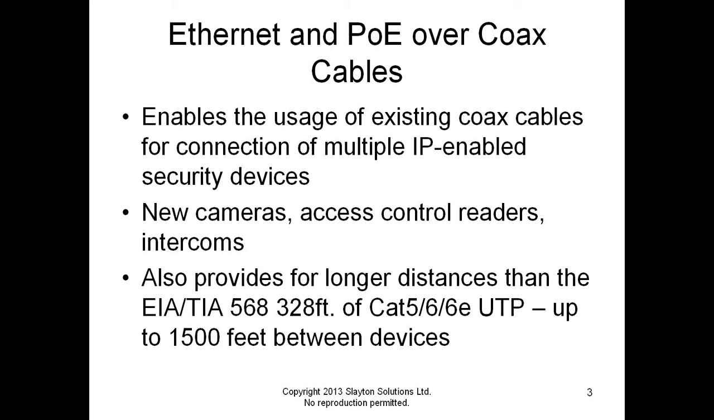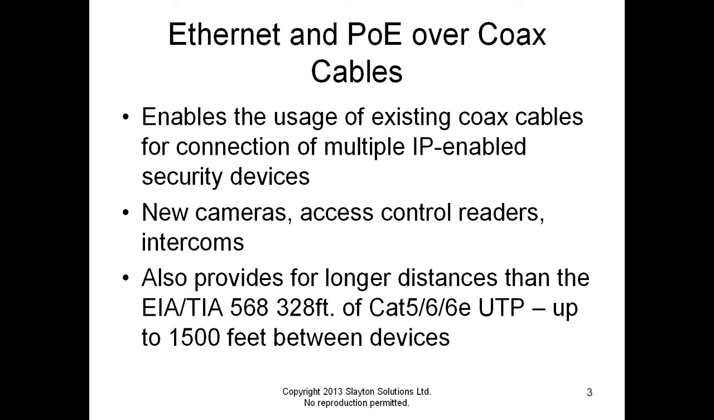Now, the first thing we're going to talk about is Ethernet and PoE over coaxial cables. The reason that this is a very important thing for you to understand and very important for our industry is that there are literally millions of existing coaxial cables that have already been installed on all the analog CCTV systems, the hundreds of thousands of systems that have been installed in the U.S. and Canada. Just since 9/11, over 35 million surveillance cameras have been installed in the United States. And of those 35 million cameras, 95% or more are analog cameras on coax cable.